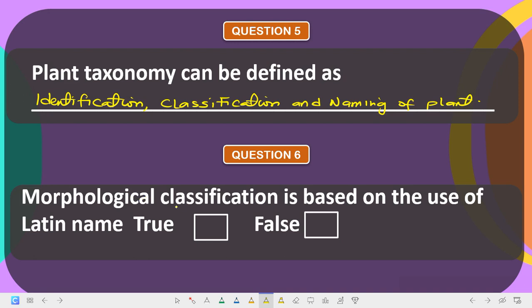Morphological classification is based on the use of Latin name. True or false? False. Morphological classification is the one that classifies drugs into two, which are organized and unorganized. So morphological classification is based on the properties of the drugs, the forms of the drugs. And the two forms are either organized drugs or unorganized drugs.